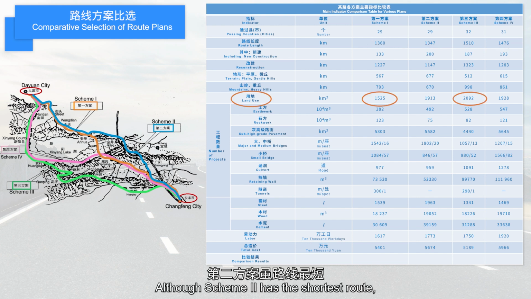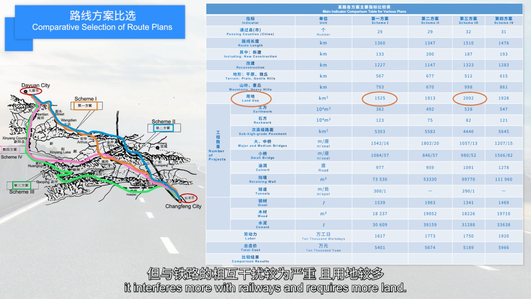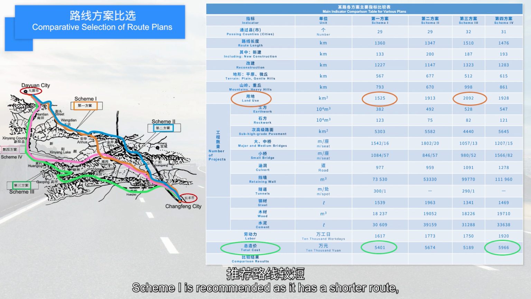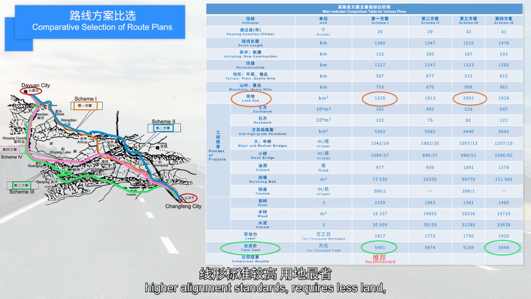Although Scheme 2 has the shortest route, it interferes more with railways and requires more land. In conclusion, Scheme 1 is recommended as it has a shorter route, higher alignment standards, requires less land, and has a lower overall cost.